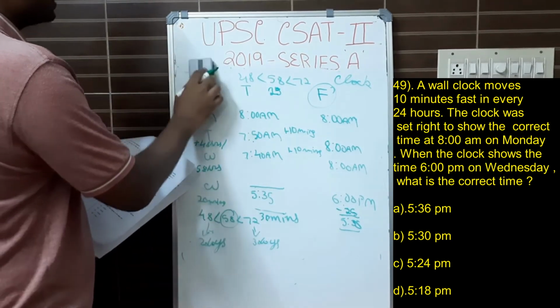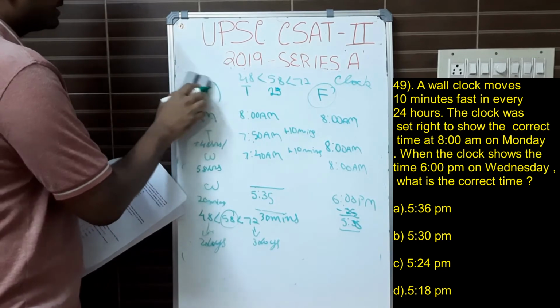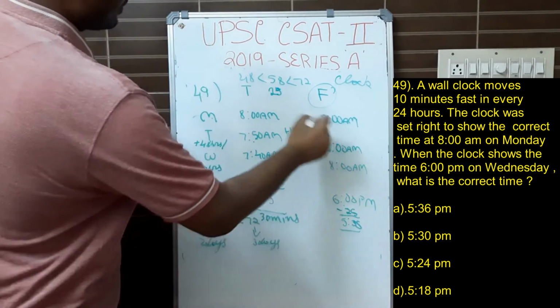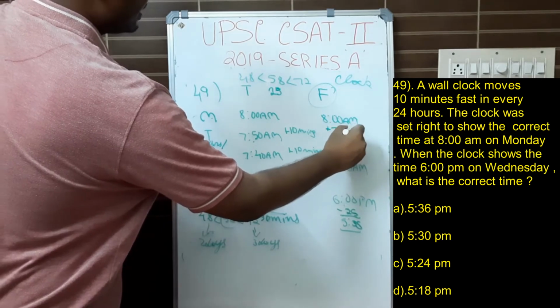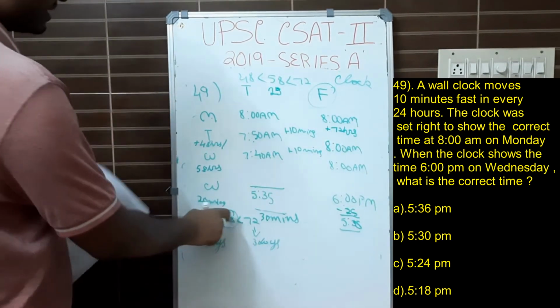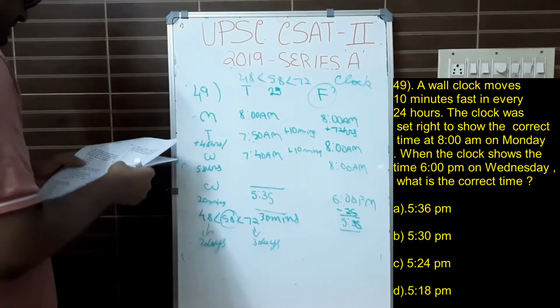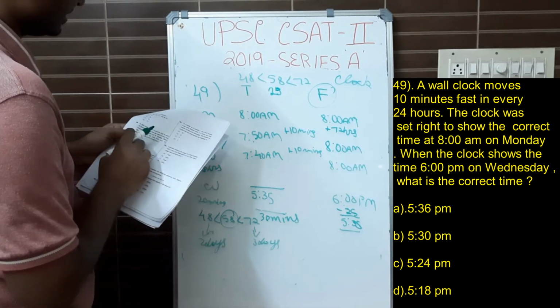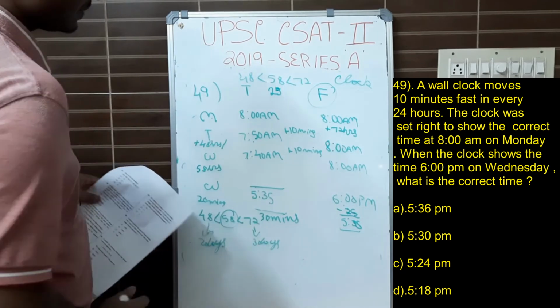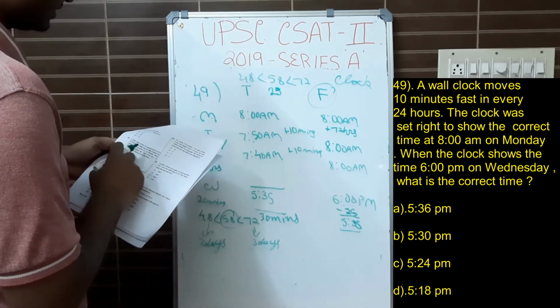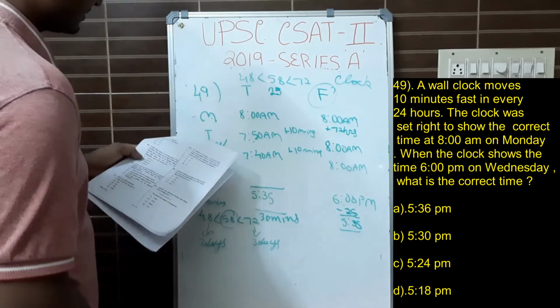For 5:30, if the answer has to be 5:30, then the time that elapses from Monday 8 a.m. should be approximately 72 hours. But we are somewhere between 48 and 72 hours. So it is not as large as 30 minutes, but it is not as short as 20 minutes also. So 5:36 p.m. is the closest option, and this is actually the right option.